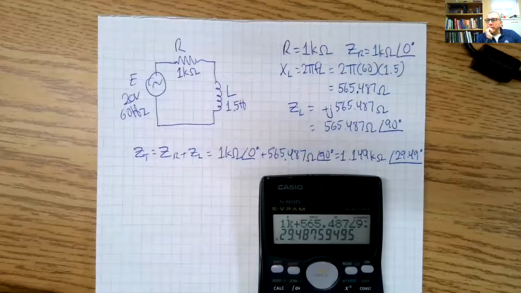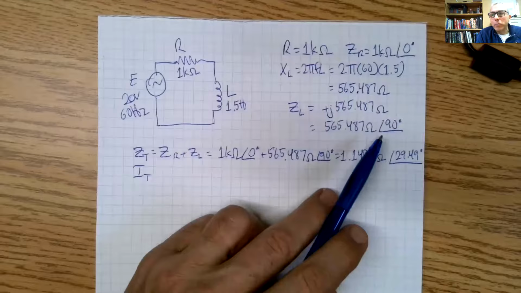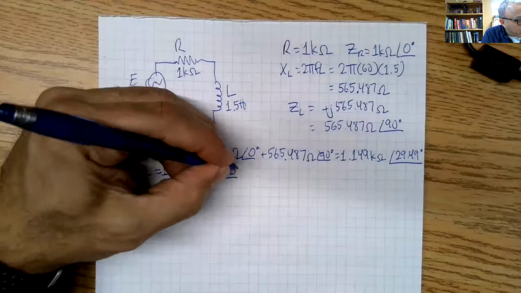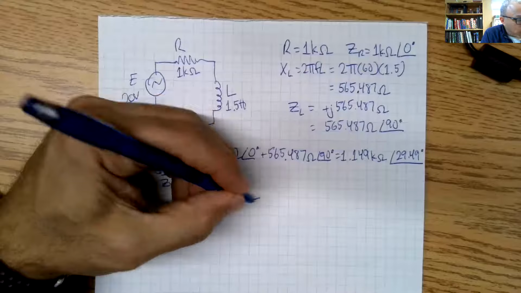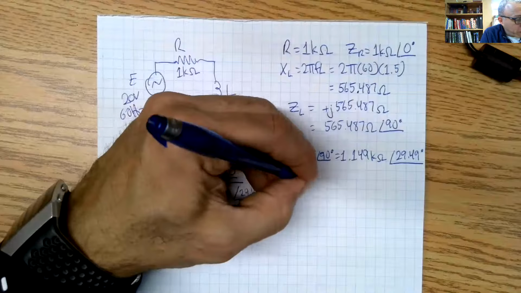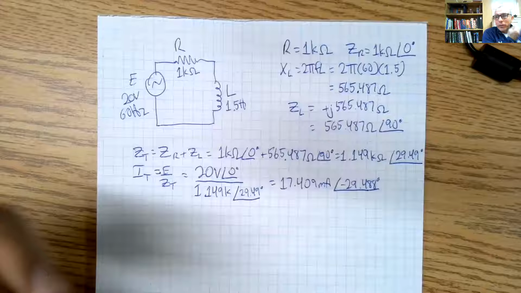29.49 degrees. So that's for ZT. If I was to do IT, all the math is the same. The only thing that's different when we include an inductor is that the angle is positive 90, not negative 90. So IT is equal to E over ZT, which is 20 volts at angle zero. I just include the angle zero just so you know it's at zero. Over ZT is 1.149K at an angle of 29.49 degrees. And that equals 17.409 milliamps, an angle of negative 29.49 degrees. That's what we get for IT.